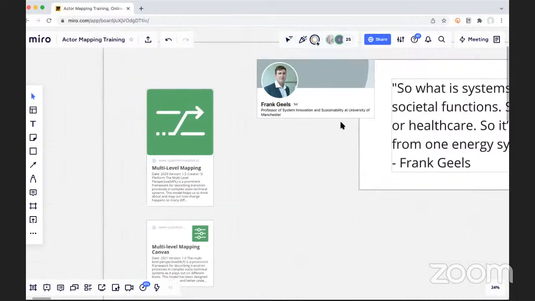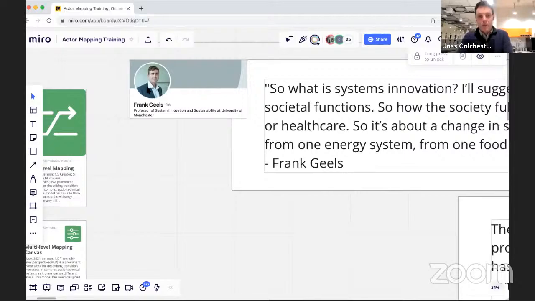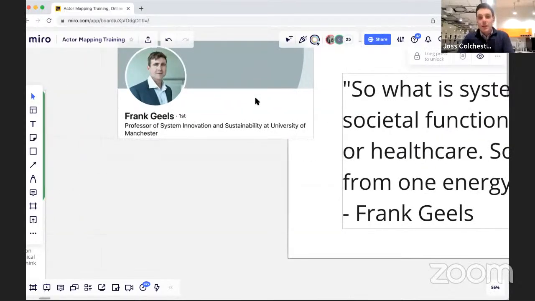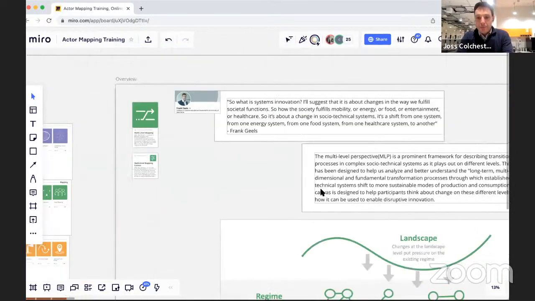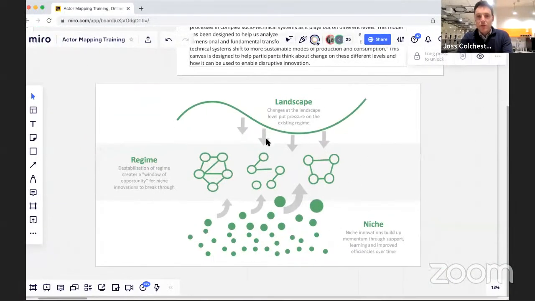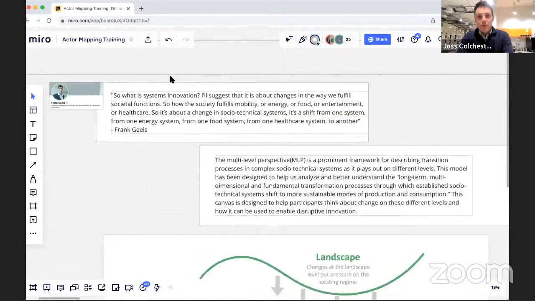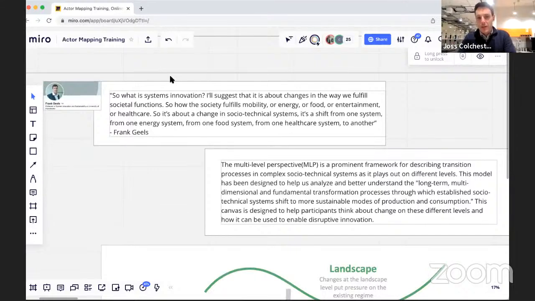Okay, there we go. So this idea comes from this gentleman here, Frank Geels. He's a professor of systems innovation and sustainability at the University of Manchester. He's actually originally from the Netherlands. And he developed this model. I'm sure it's based upon many previous ideas, but this is what it looks like. We'll be unpacking this as we go through today. As mentioned, he's a professor of systems innovation. He's thinking about how these kinds of large-scale transformations and transition processes happen in complex adaptive systems.